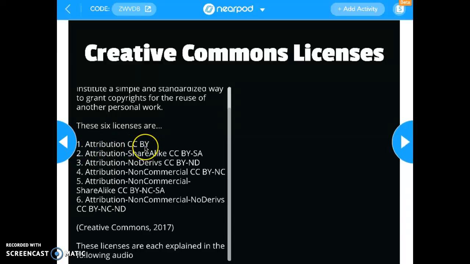Attribution CC BY. This license lets others distribute, remix, tweak, and build upon your work, even commercially, as long as they credit you for the original creation. This is the most accommodating of license offered.